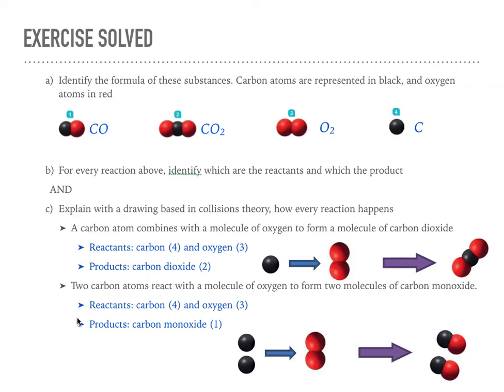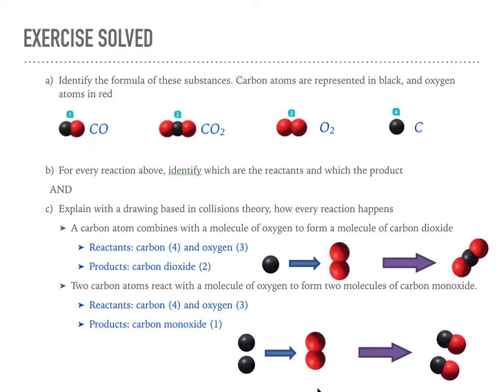In the other chemical equation, 2 carbon atoms react with a molecule of oxygen to form 2 molecules of carbon monoxide. So, again, when we see to form, before to form is reactants, so carbon, number 4, and oxygen, number 3, are the reactants, and products is only after to form we have carbon monoxide. So carbon monoxide, this is number 1.